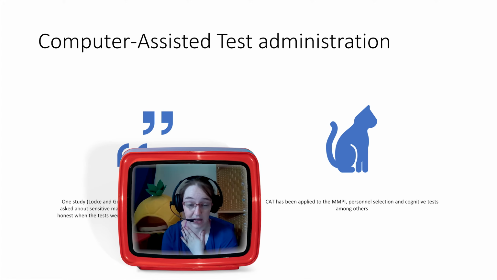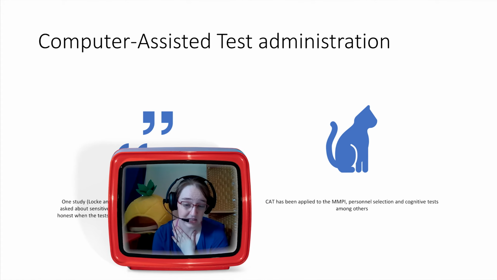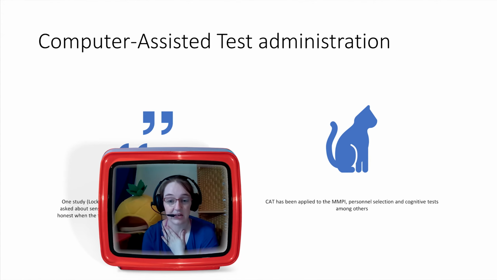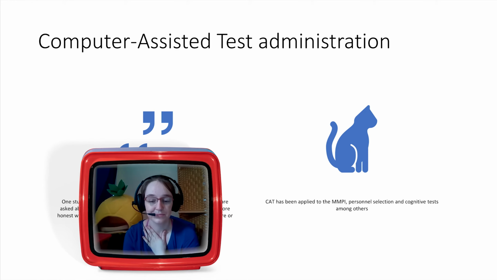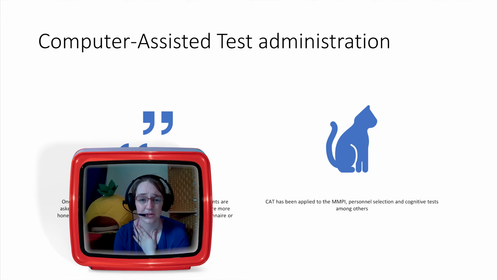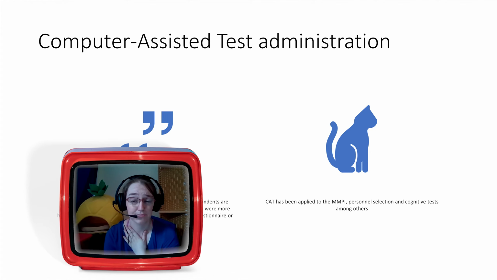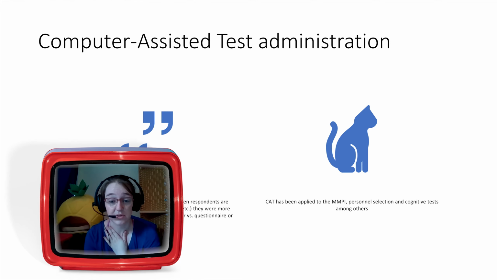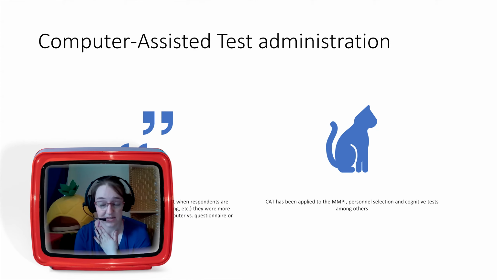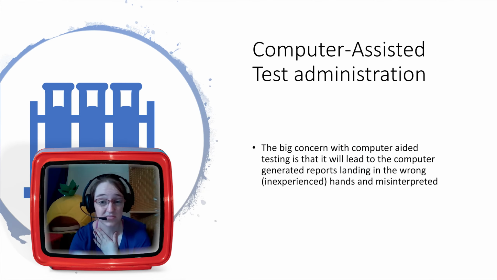You can apply computer adaptive testing to the MMPI and or computer assisted testing. Sorry, I'm blending these two. Computer assisted is just you take it online. You take it on a computer. Computer adaptive is the computer calibrates. So computer adaptive or assisted can be applied to really any test that's pencil and paper.